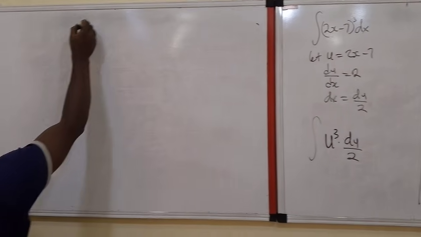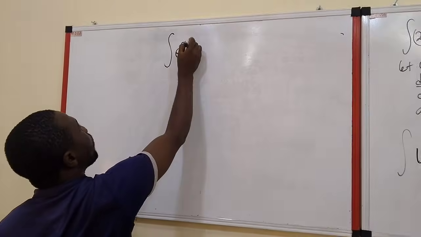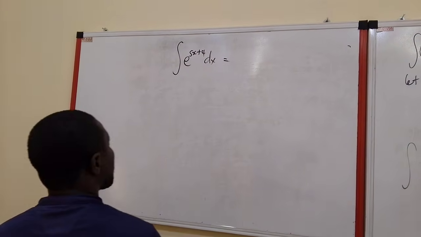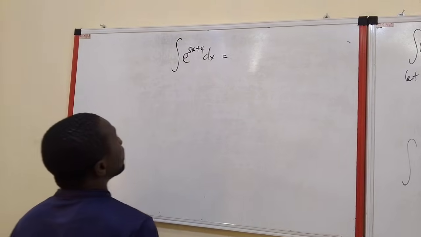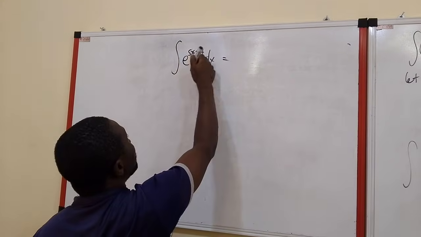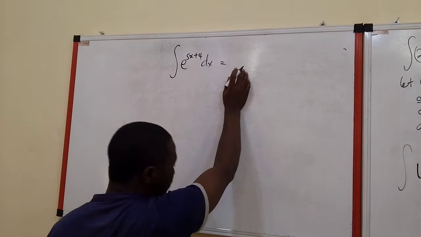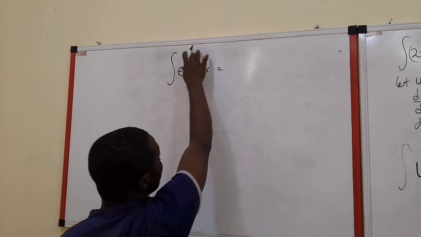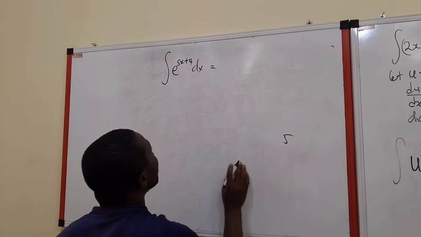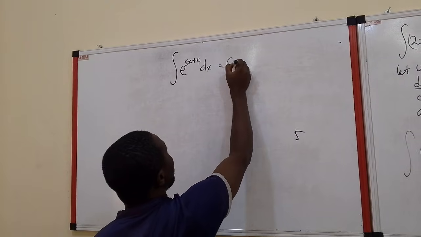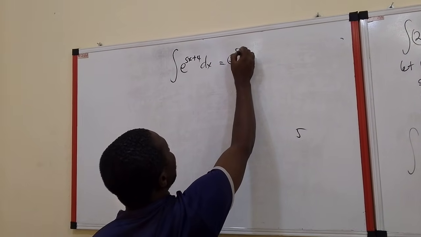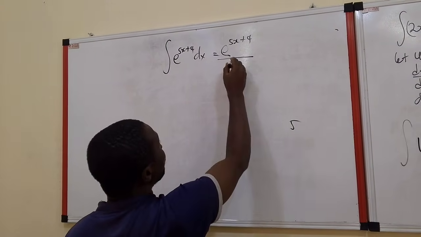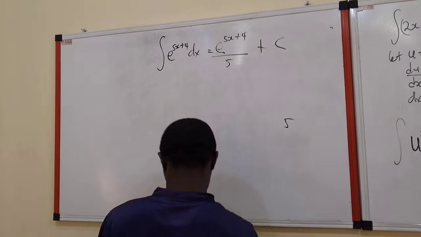So if you have the integral of exponential 5x plus 4 dx, if you should integrate this, what are you going to get? Very simple. We are using a shortcut. Differentiate 5x plus 4. If you differentiate 5x plus 4, what would that give us? 5. Okay, so my final answer is going to be exponential 5x plus 4 over your differential, what you have differentiated, which is 5, plus c. That's your answer.